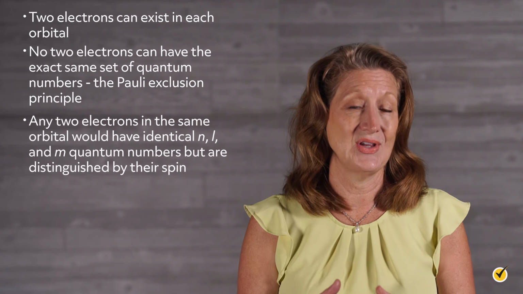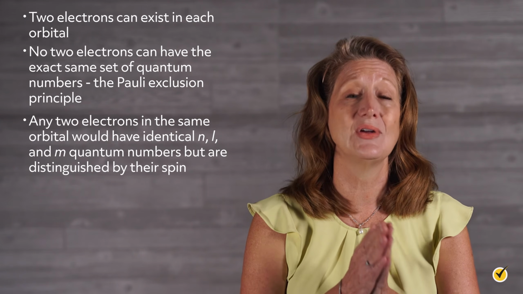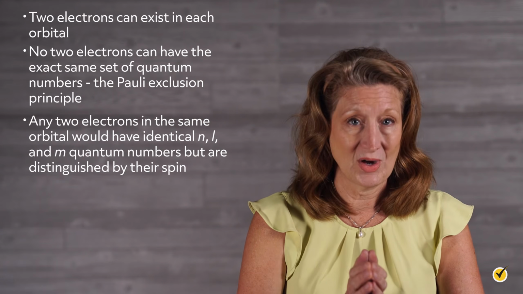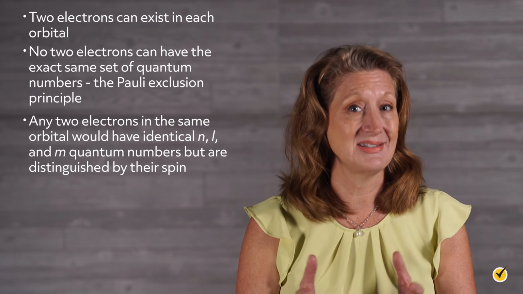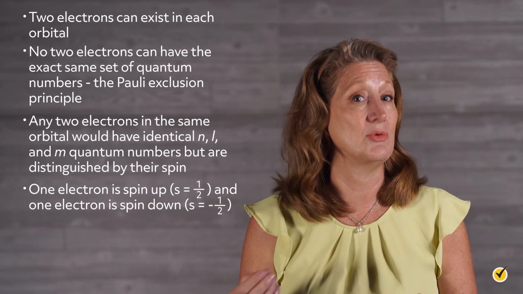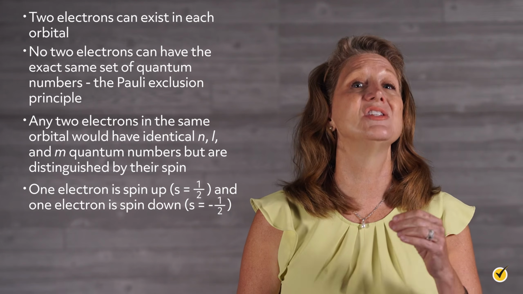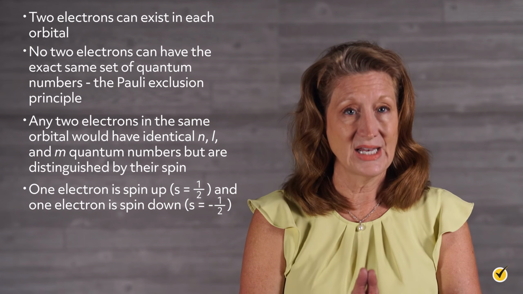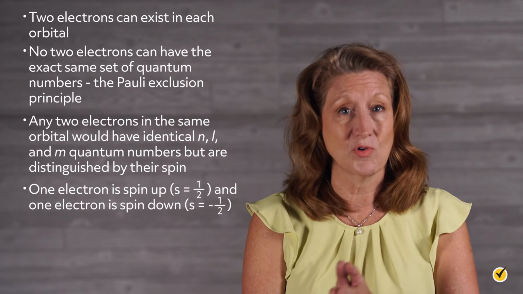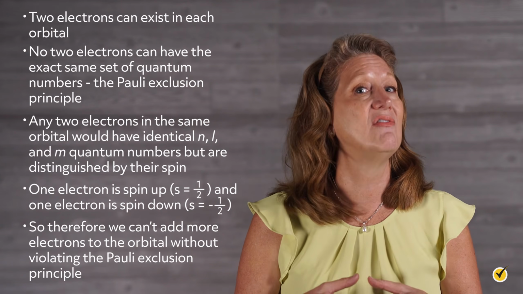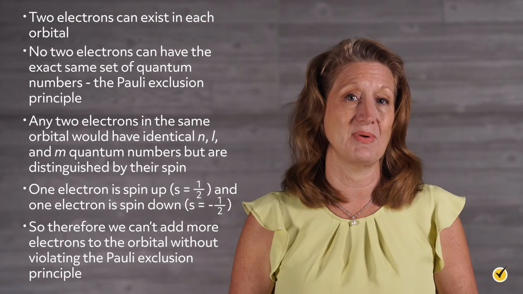Any two electrons in the same orbital would have identical n, l, and m quantum numbers, but their fourth quantum number, their spin, distinguishes them. One electron is spin up, s equals 1/2, and one is spin down, s equals negative 1/2. Since electrons can only be spin up or spin down, we can't add any more electrons to the orbital without violating the Pauli exclusion principle.